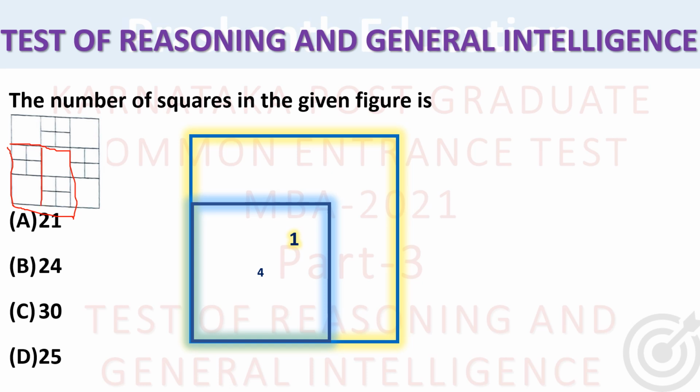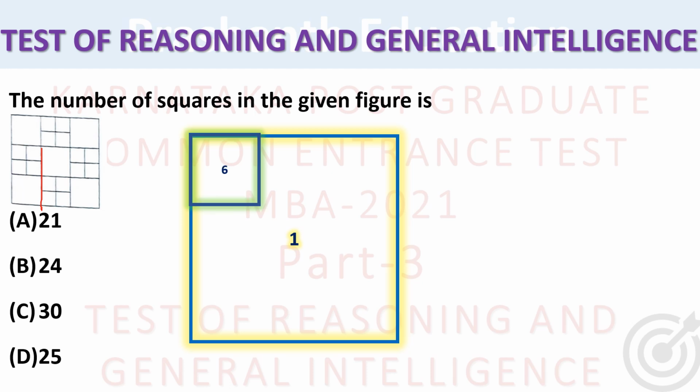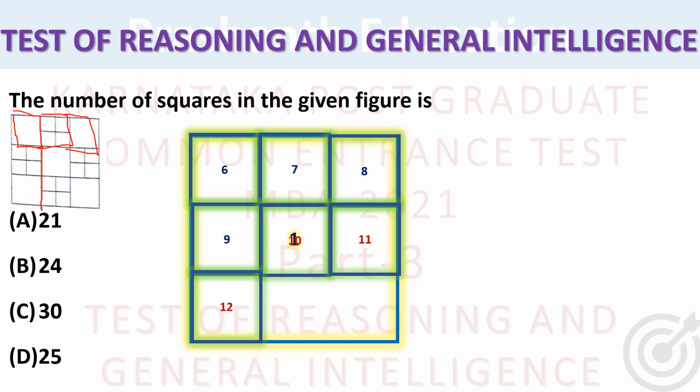Similarly, this one will be the fifth one. So 4 is there. Now 5 is there. Now 5 is finished. Now let's look at the sixth one. So the sixth one would be whatever is here, this one will be 6, 7, 8, 9, 10, 11, 12, 13, 14.